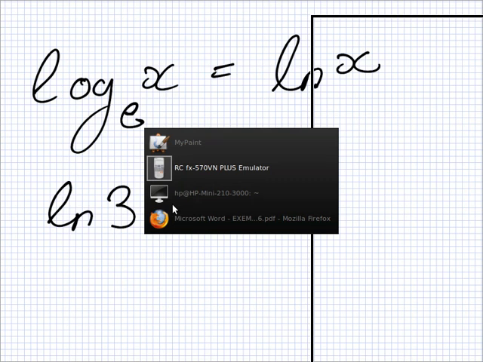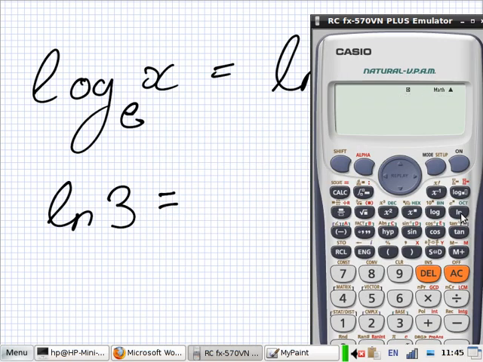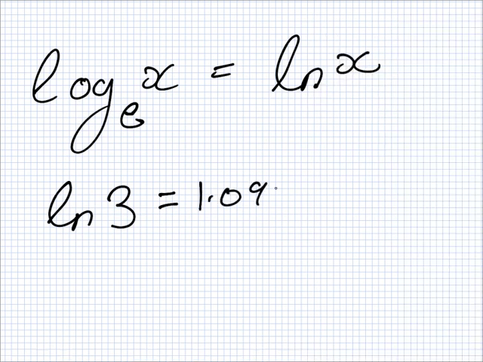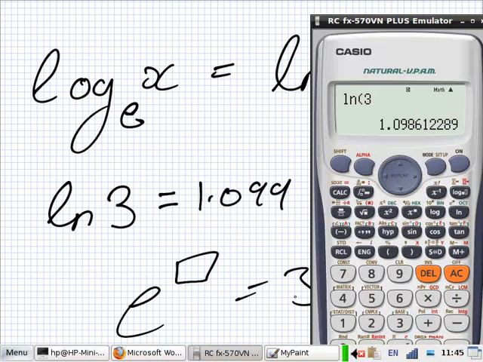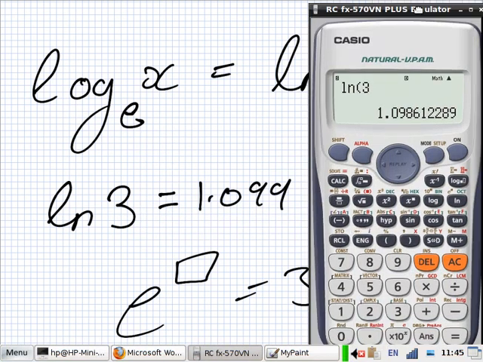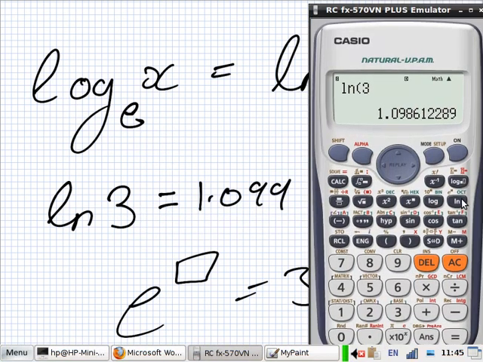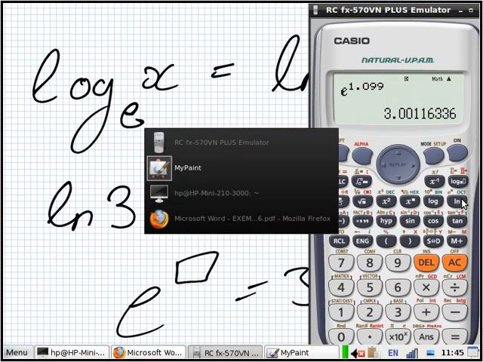So the only way we can do this is by the calculator. So 1.099. Now you can test this out, because e to what power should equal 3? Well, apparently it's supposed to be 1.099 roughly. So if we type that in, shift, where's e here? E power 1.099, we should get roughly 3. Now, it's not exact because of rounding.